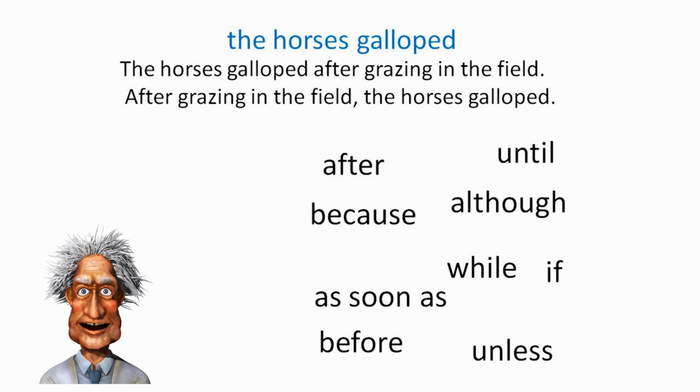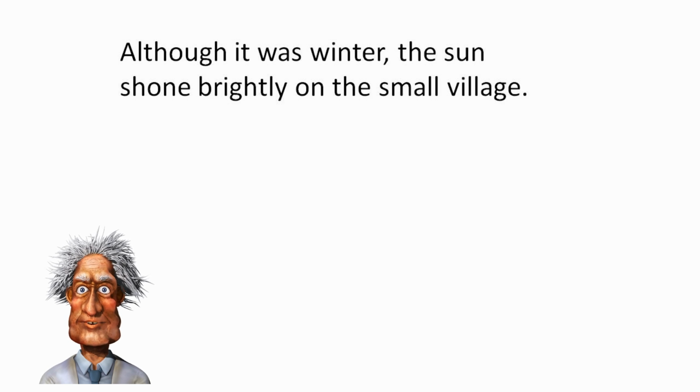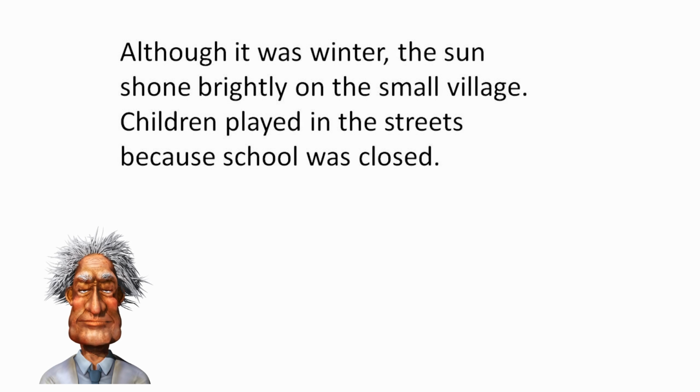So when you're writing, I'm thinking of my sentence here: the sun shone brightly on the small village. Well, let's see if I can add information. Does it improve it? Although it was winter, the sun shone brightly on the village. And children played in the streets. Do I want to add why? I can turn it into a complex sentence. Children played in the streets because school was closed.